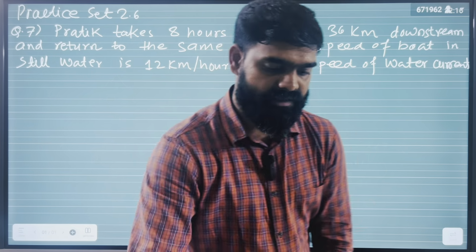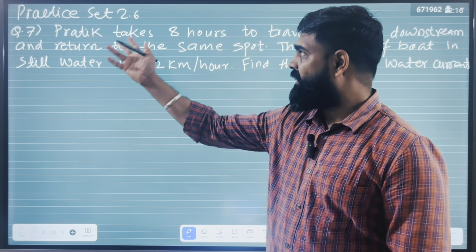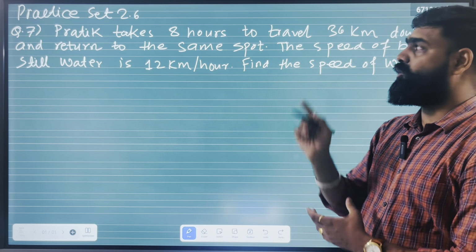Question number 7 in practice set number 2.6 is: Pratik takes 8 hours to travel 36 km downstream and return to the same spot.